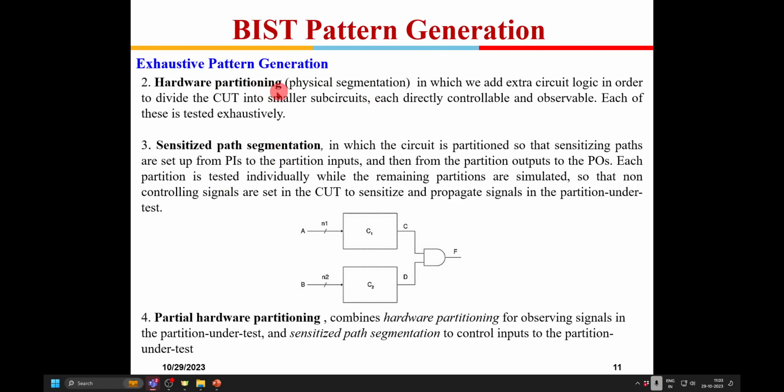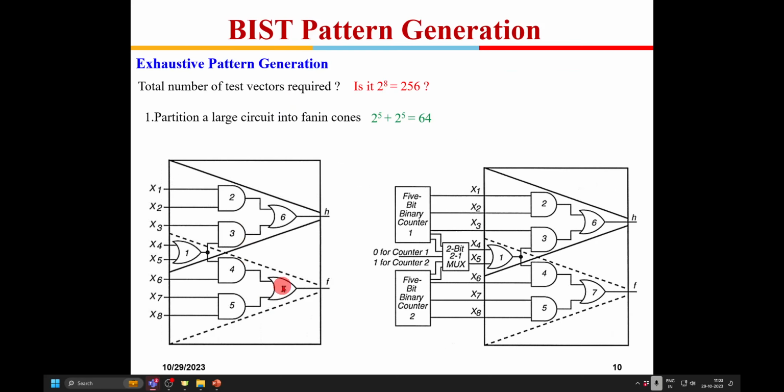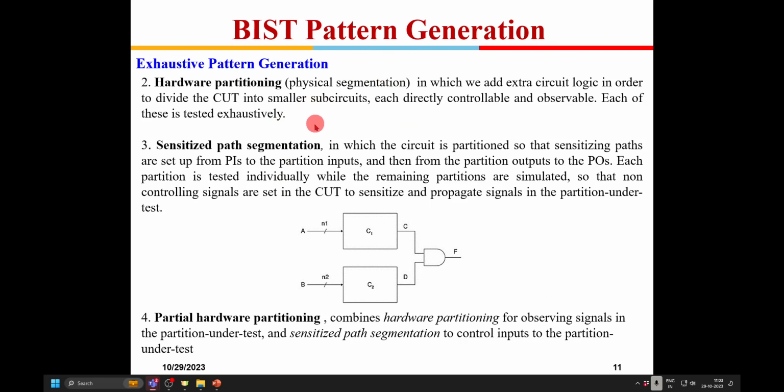There are other ways of doing exhaustive pattern generation, known as hardware partitioning. This is where, within the chip, you cut the circuit into smaller sub-circuits, and each of those sub-circuits becomes controllable and observable, so you can do exhaustive testing. Instead of a big circuit with so many variables and so many tests, once you make it into small circuits, this is kind of making a cut. And the other one is also a kind of partitioning, sensitized path segmentation, but based on the signal flow path.